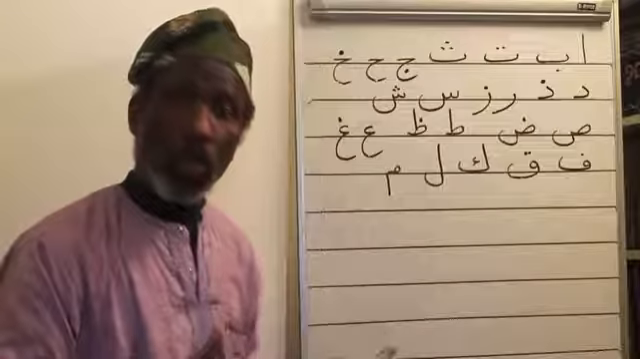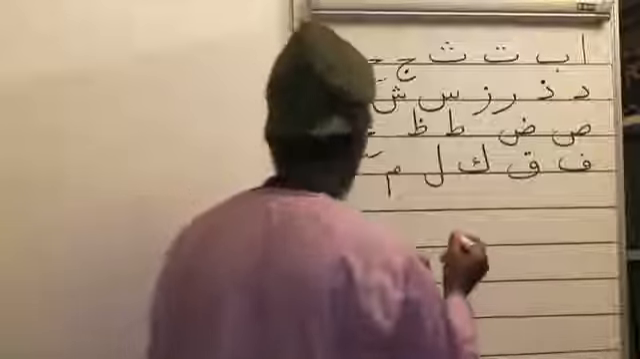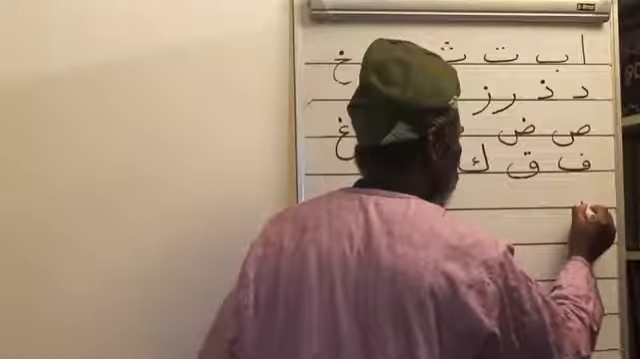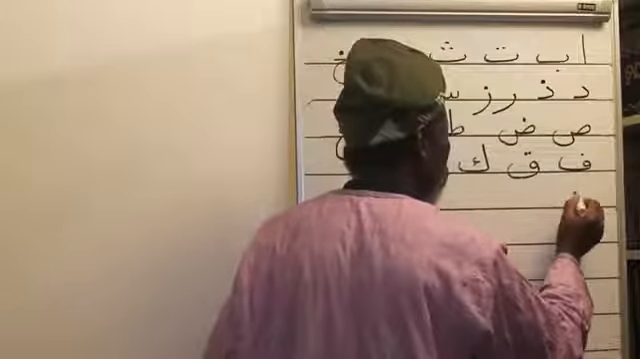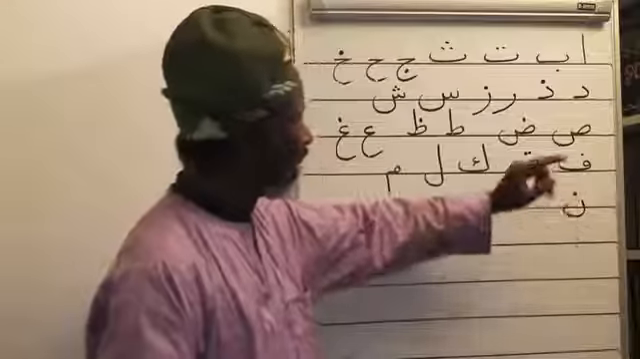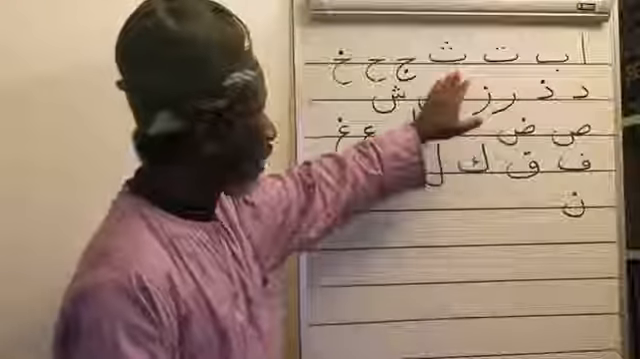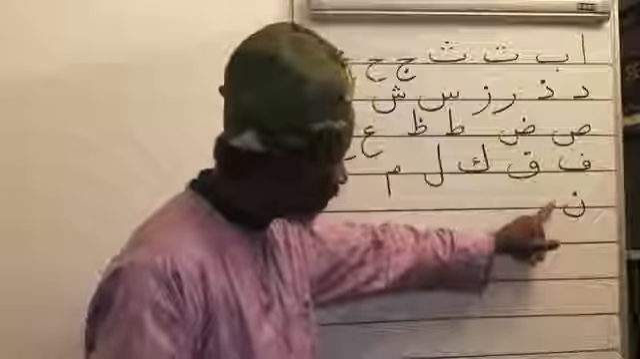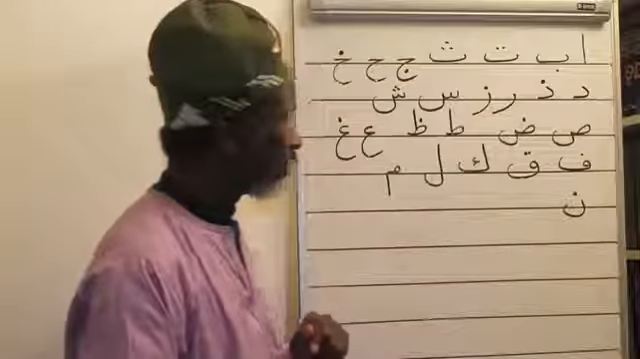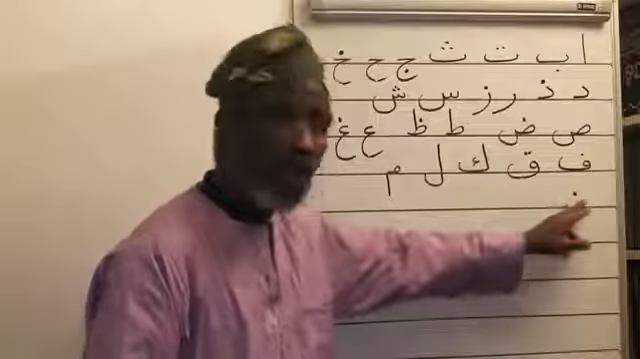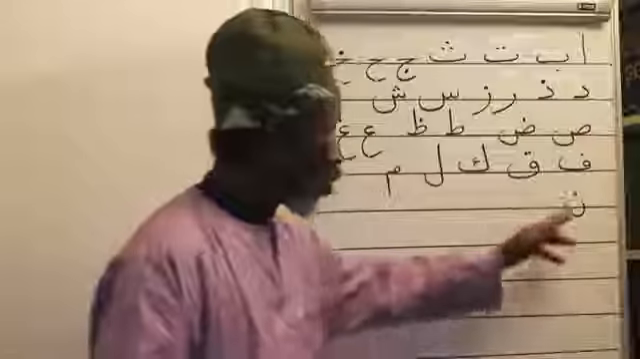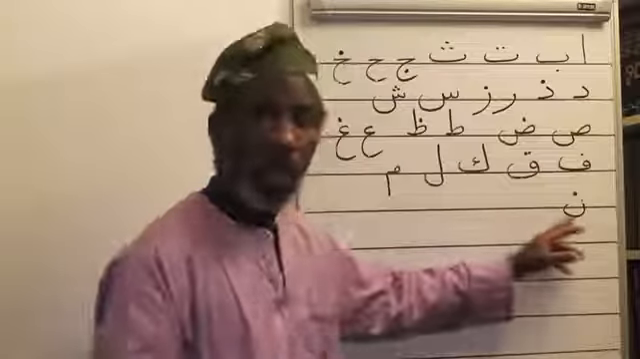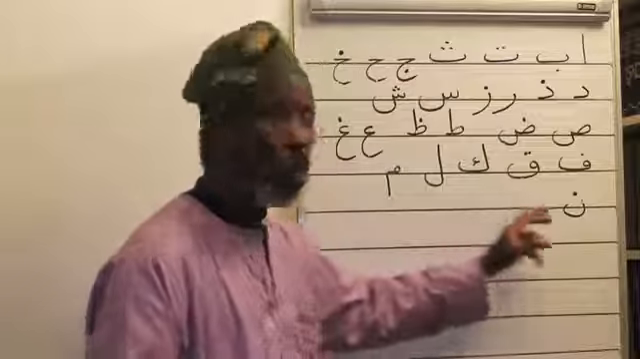Next is Noon, one also in the family. One dot there. It's not like the Ba family because it's deeper and has a dot there. So Noon, like N-O-O-N. So Lam, Mim, Noon.